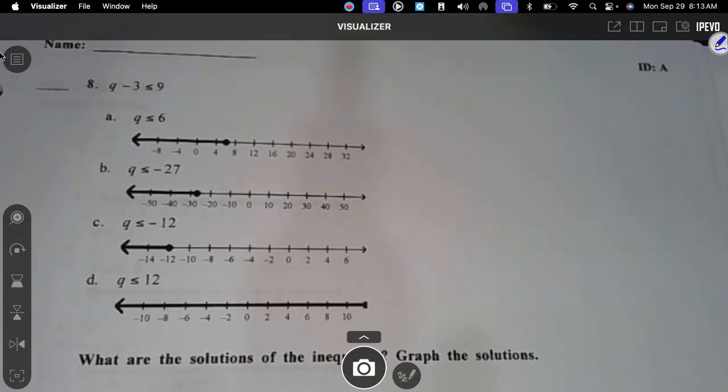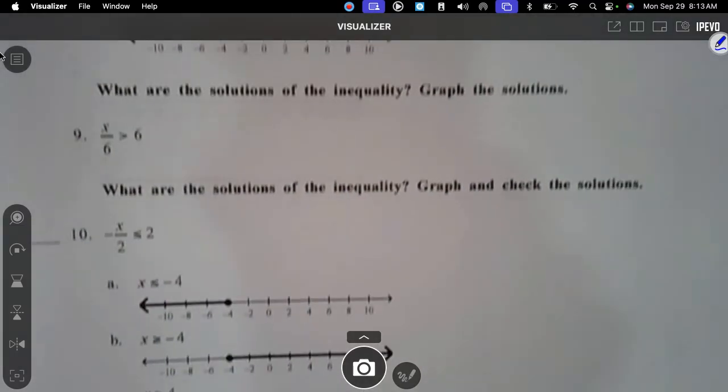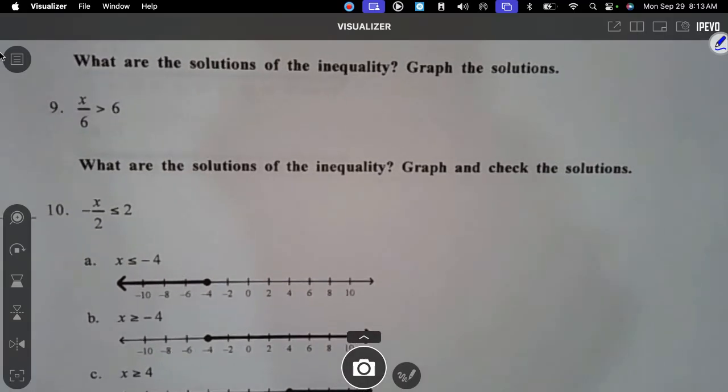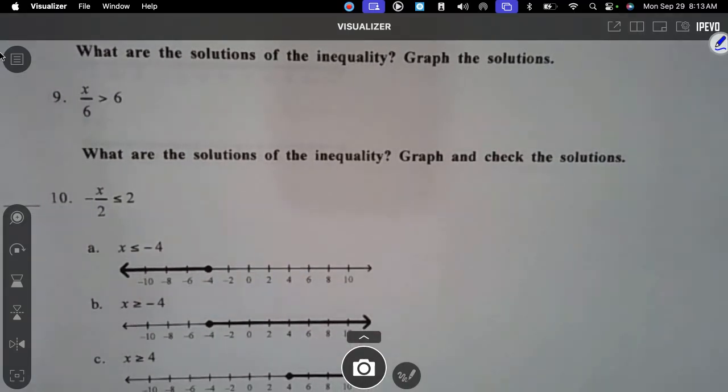All right. The next one, how do you solve number 9? What do you do for this one? I'm not going to graph this one. Multiply by 6. It's always the opposite. Multiply both sides by 6. So x is greater than 36. There we go. You're done.